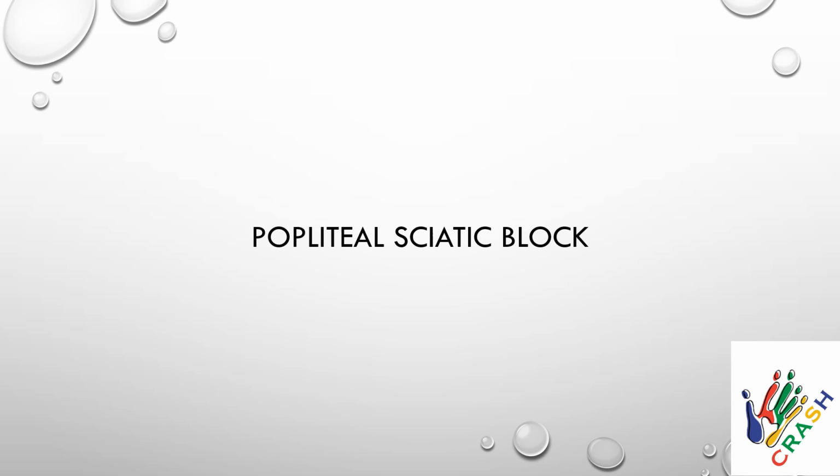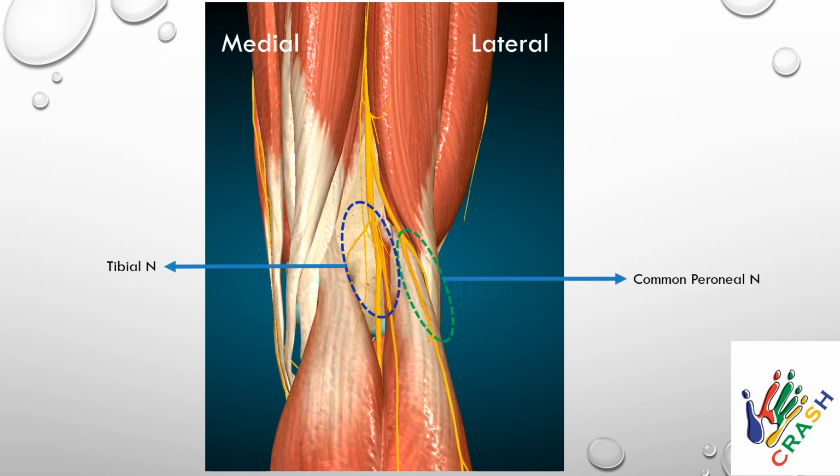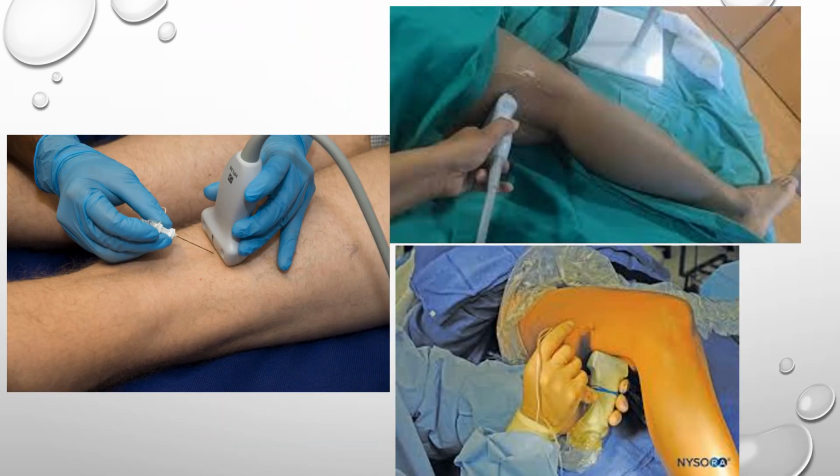We will discuss the last and the commonest approach to perform the sciatic block, which is at the level of the popliteal fossa. At the level of the apex of the popliteal fossa, the sciatic nerve typically divides into the medial tibial component and the lateral common peroneal component, which winds around the neck of the fibula. The popliteal block can be performed with the patient in the prone position, lateral position with the side to be blocked uppermost, or in the supine position with the leg bent at 90 degrees.